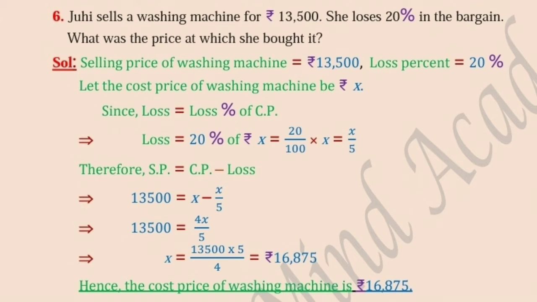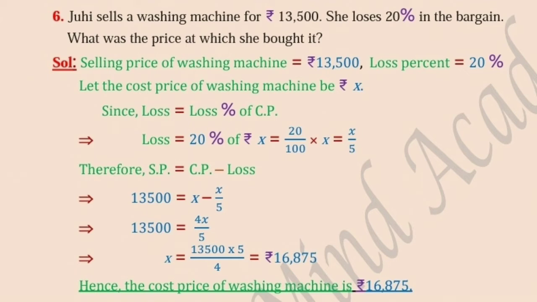Sum number 6. Juhi sells a washing machine for rupees 13,500. She lost 20% in this bargain. What was the price at which she bought it? Solution. Selling price of washing machine is equal to 13,500 rupees. Loss percent is equal to 20%. Let the cost price of washing machine be X rupees.